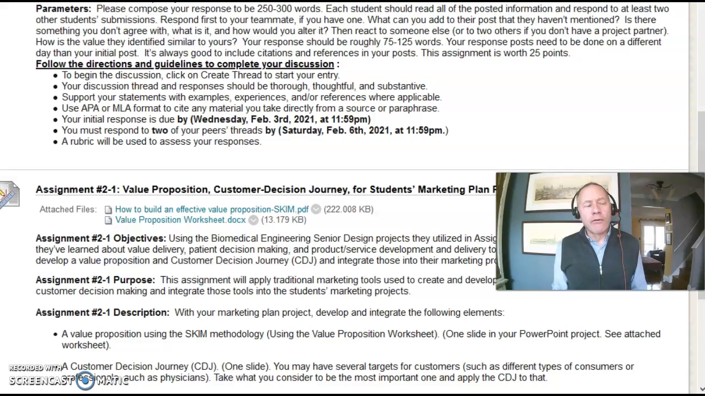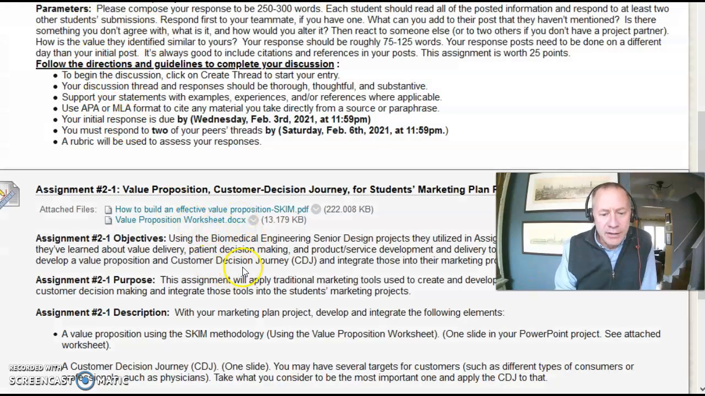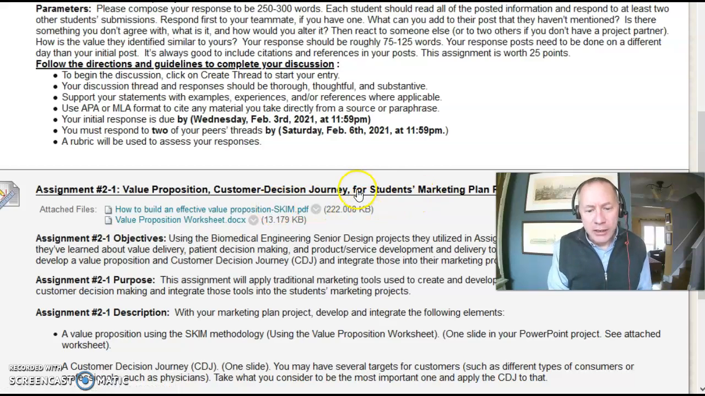Lauren, I wanted to go over this week's assignment. Starting off here, I'm just showing you what we had for this week's assignment in our marketing plan. There were a couple of things: value proposition and customer decision journey. I really wanted to focus on the value proposition statement development.